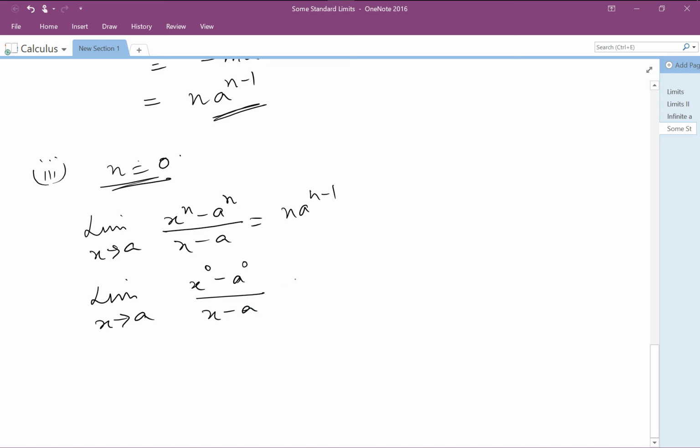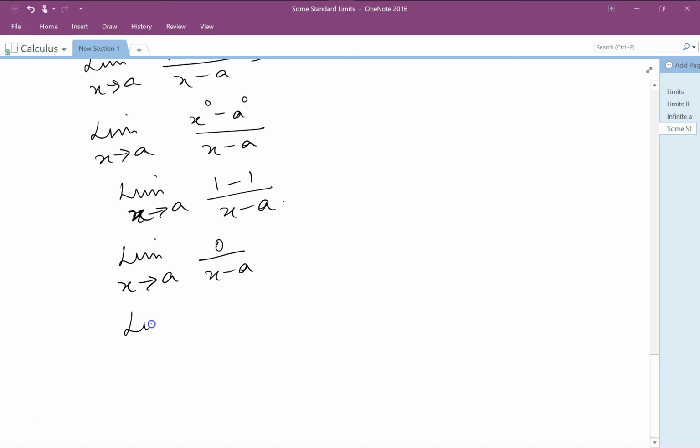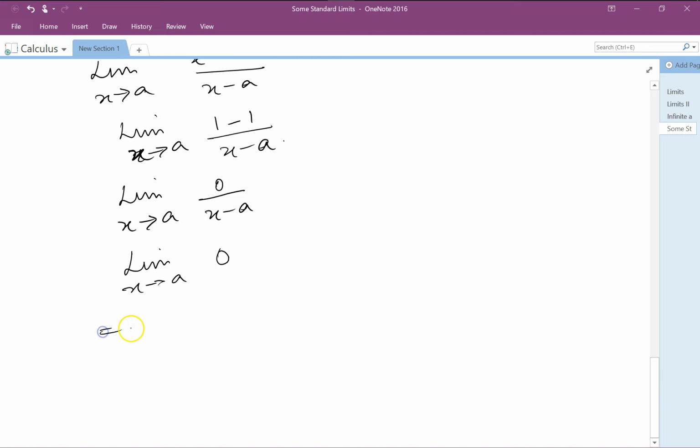Now remember, this is the tricky part. They both are equal in the numerator. Why? Because anything to the power of 0 is 1. So both are 1, x minus a. So limit as x approaches a is 0 by x minus a. So limit as x approaches a is 0, right? So which means we can write this, and this is the tricky part, we can write it as 0.